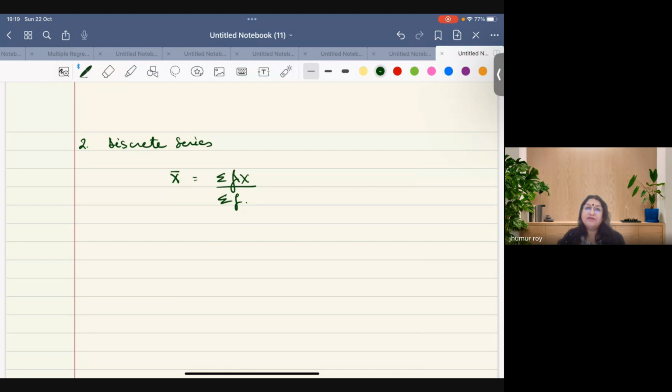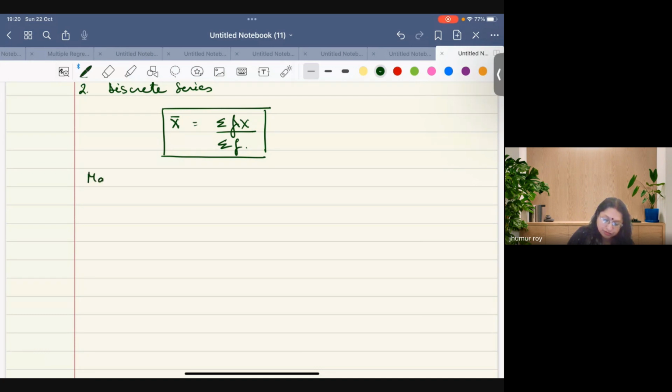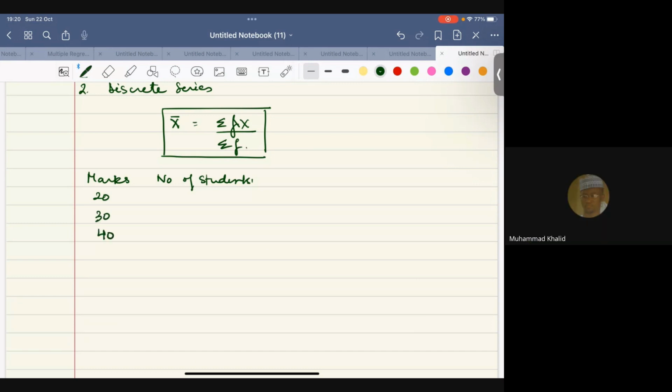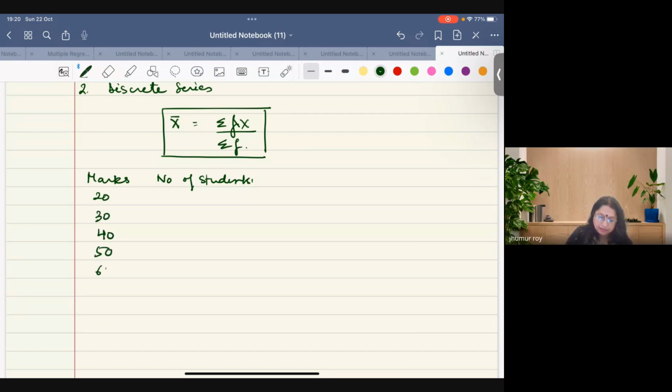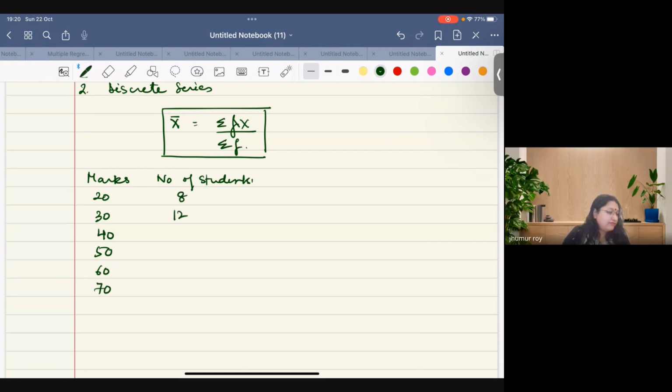So in this case, we need to multiply the frequency with the x value and then only we will calculate. I'm just writing the question. You've got marks and number of students. Marks are 20, 30, 40, 50, 60 and 70. Number of students is 8, 12, 20, 10, 6 and 4. So first we calculate n.